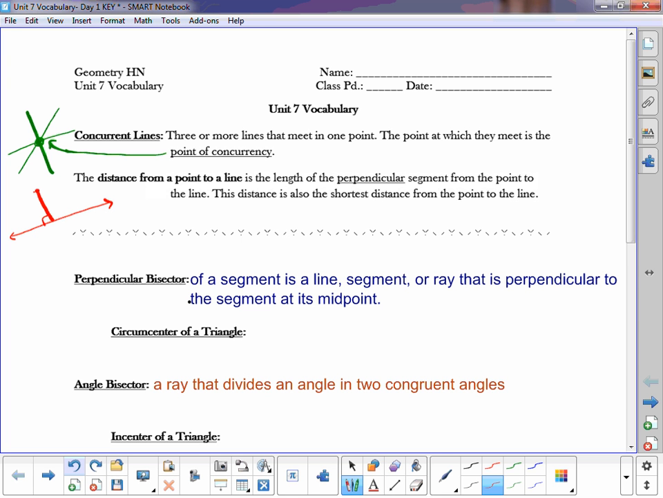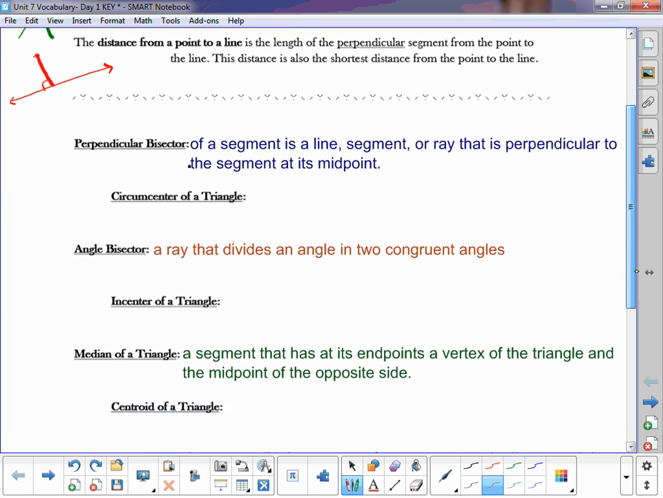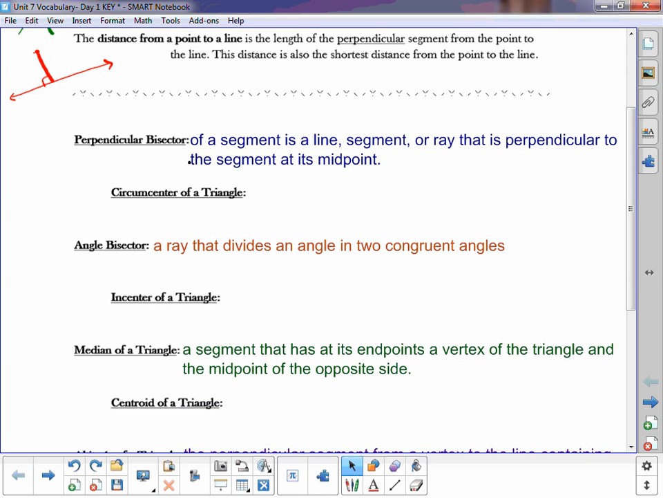Alright, questions on those two before we dive into the bulk of the vocab? Get ready to draw some triangles. So, perpendicular bisector and angle bisector.